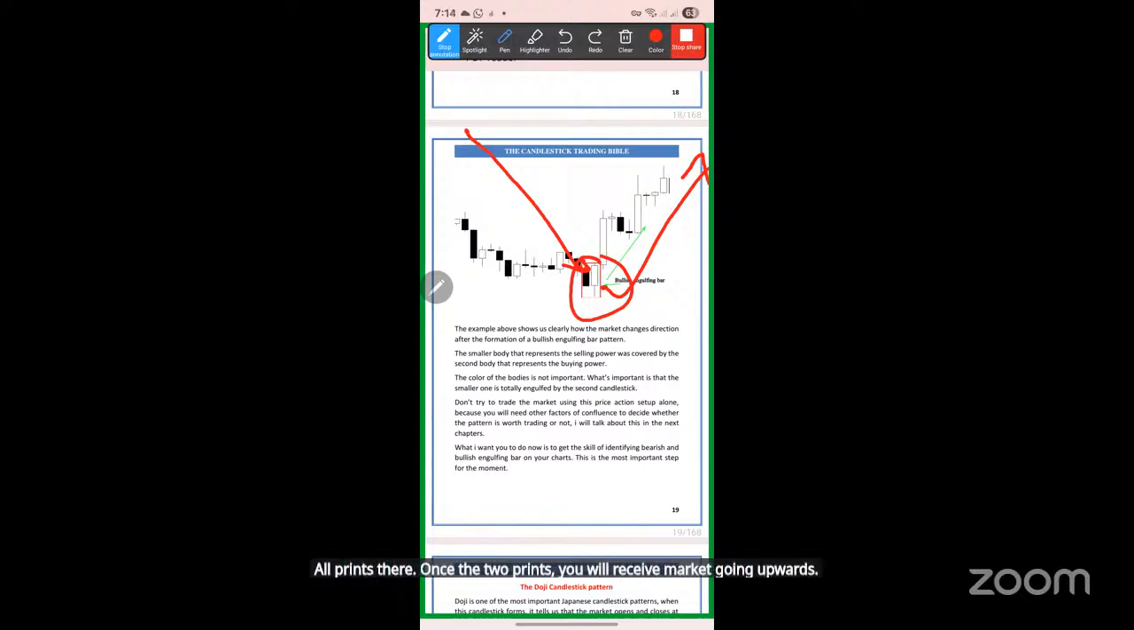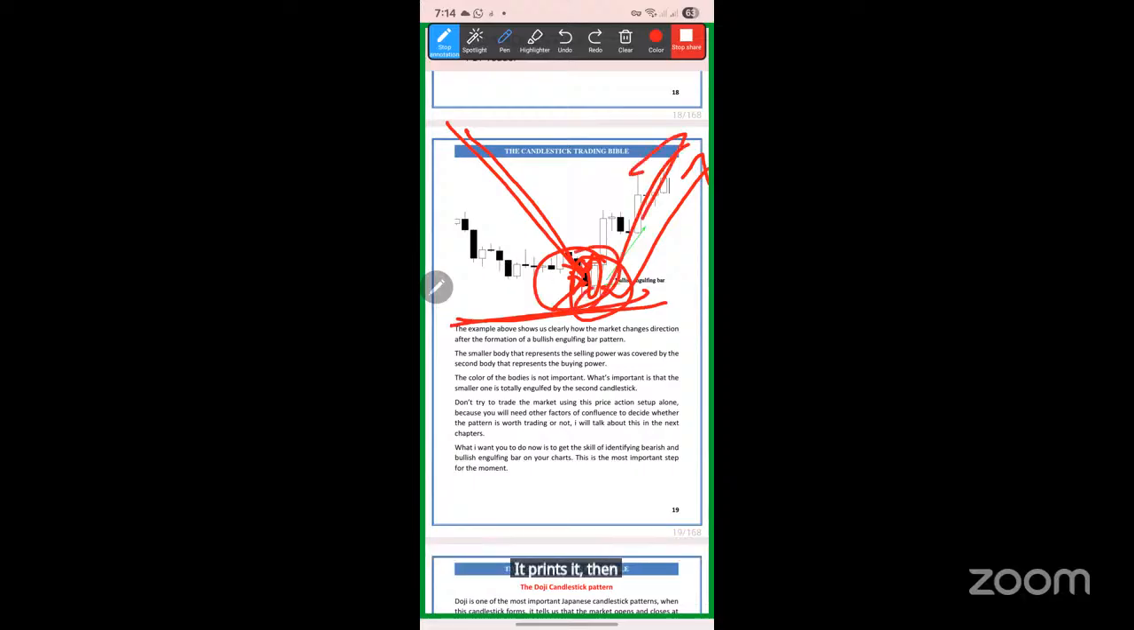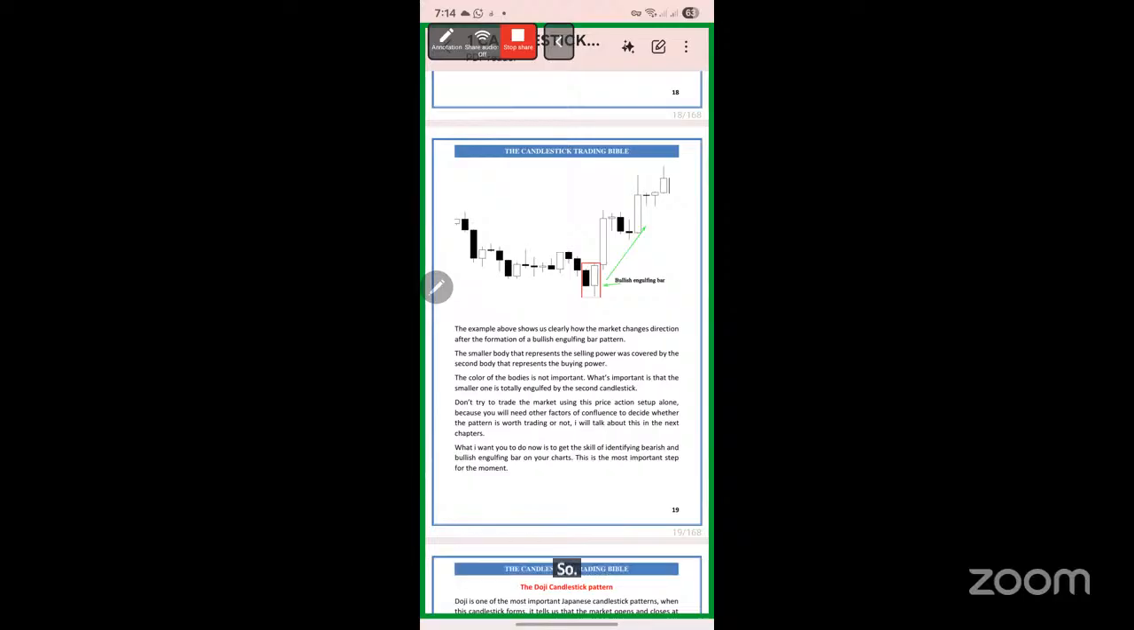Bullish engulfing. This green candle is always bigger than the red candle for it to be valid. And it is formed at the end of the downward trend here. Market comes here, it prints it, then it goes to the upward side. So that is the bullish engulfing.